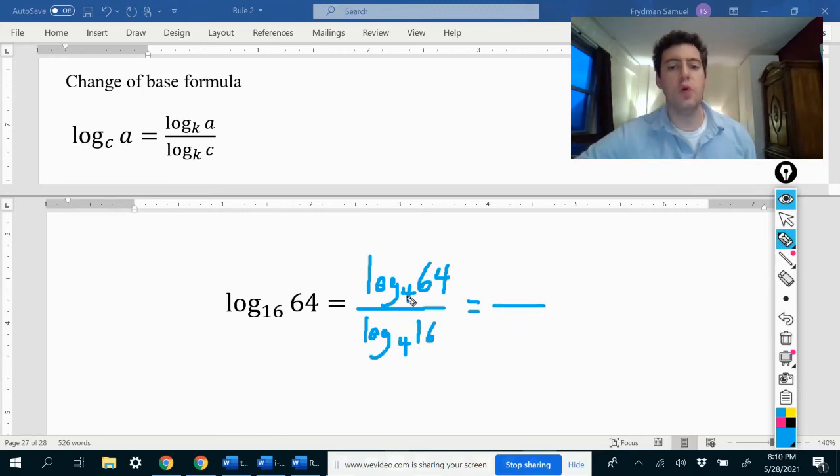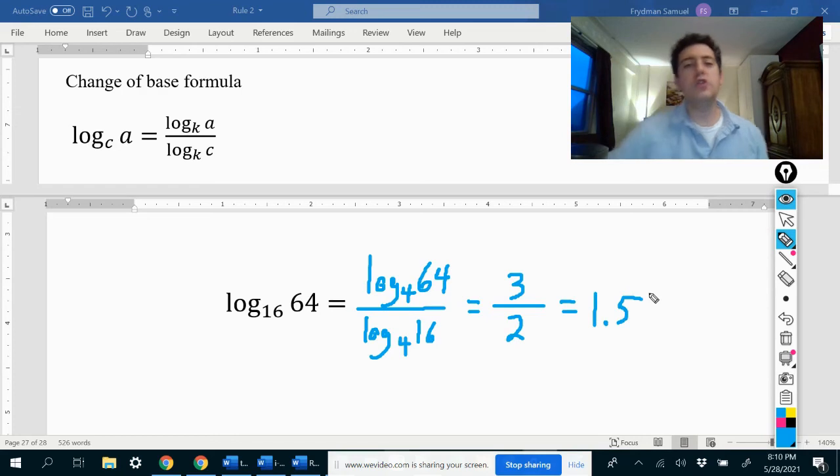So 4 to what power is 64? Let's see. 4 times 4 is 16, times another 4 is 64. So that's 3. 4 to what power is 16? That's 2. And 3 divided by 2 is again 1.5. So we do get the same answer no matter what base we choose over here. So it's kind of neat.